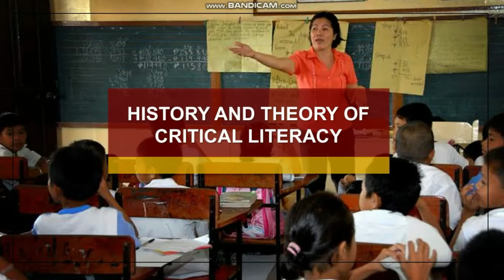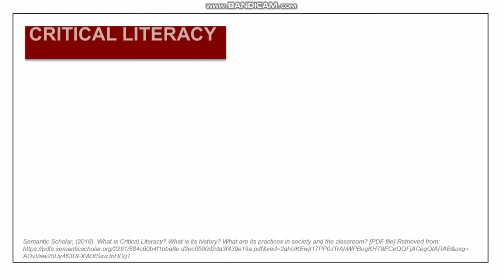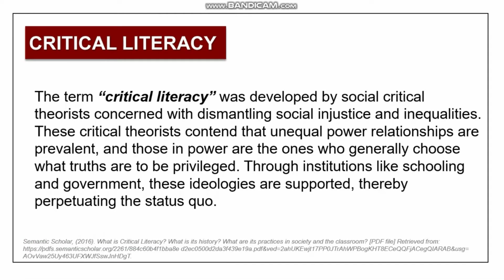The history and theory of critical literacy. The term critical literacy was developed by social critical theories concerned with dismantling social injustice and inequalities. These critical theories contend that unequal power relationships are prevalent, and those in power are the ones who generally choose what truths are to be privileged. Through institutions like schooling and government, these ideologies are supported, thereby perpetuating the status quo.